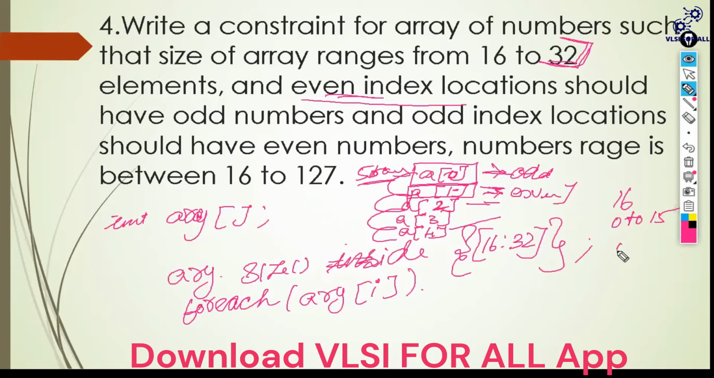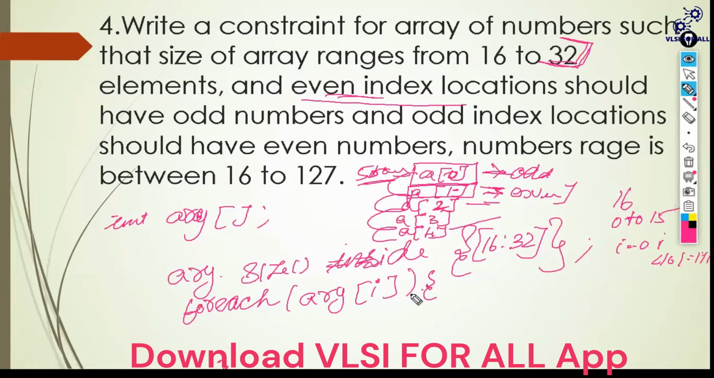Here there is no need to give I equal to 0, I less than 16, then I equal to I plus 1. I don't need to give these things in the foreach. It will be taken care of by the tool itself. So foreach array of I, if the value is 16, it will iterate from 0 to 15. If the value is 30, it will iterate from 0 to 29. So we can go through all the values present in the array.